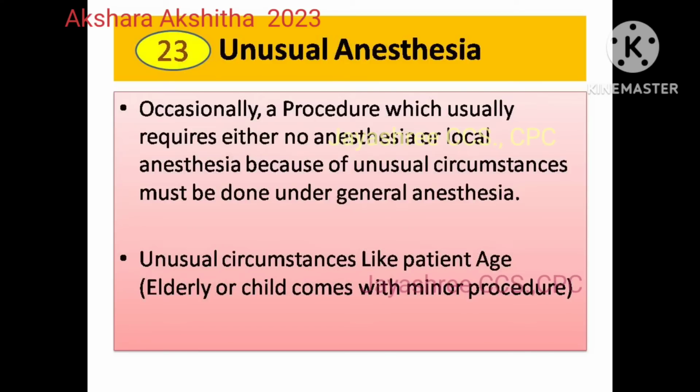So the next modifier is 23 modifier. 23 modifier is unusual anesthesia modifier. Unusual anesthesia modifier means that for particular minor surgeries anesthesia is not required, but the doctor is giving general anesthesia and then starting the procedure. Actually for that procedure there is no need to give anesthesia at all.